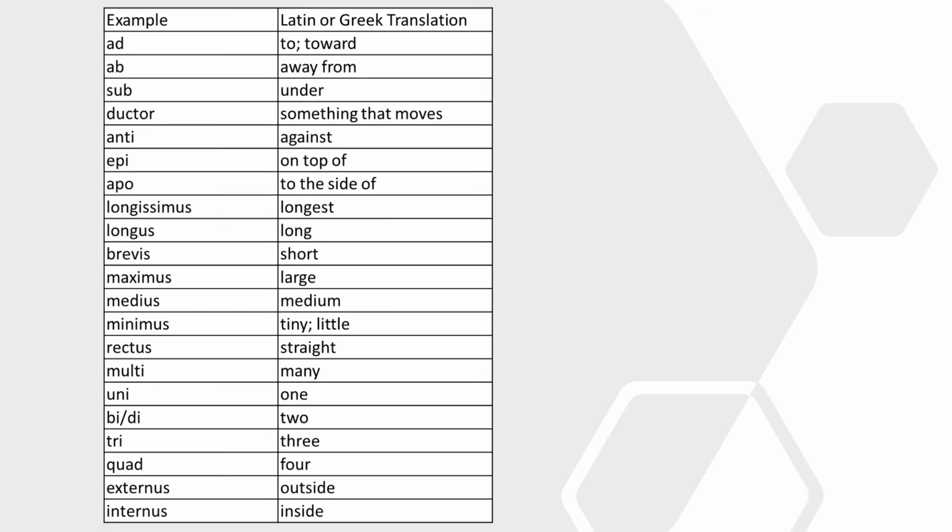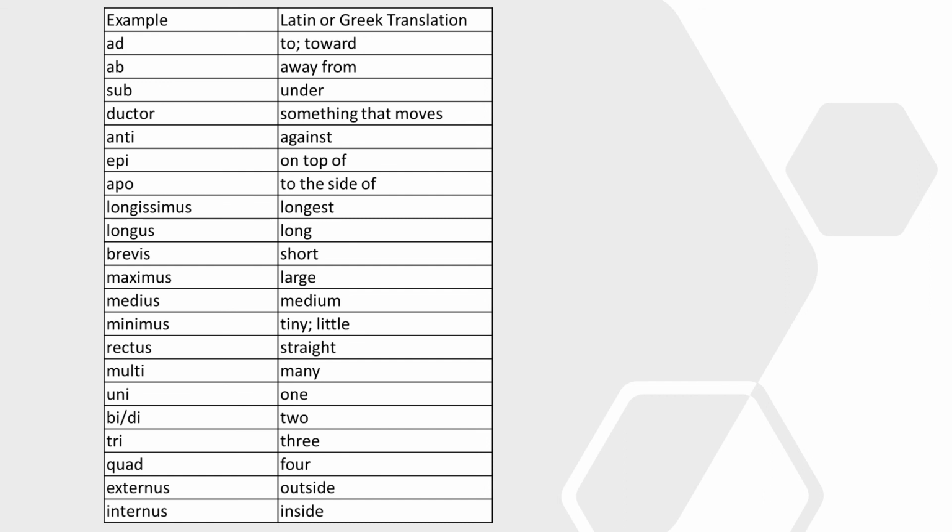I will not put this on a quiz and say, tell me what every single prefix means, but I really suggest learning these because it really will help. So we have ad, ab, sub, ductor, anti, epi, apo. All of these are going to be really important.